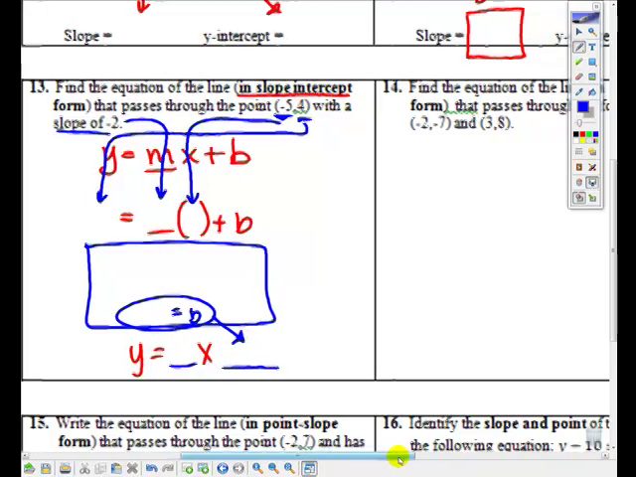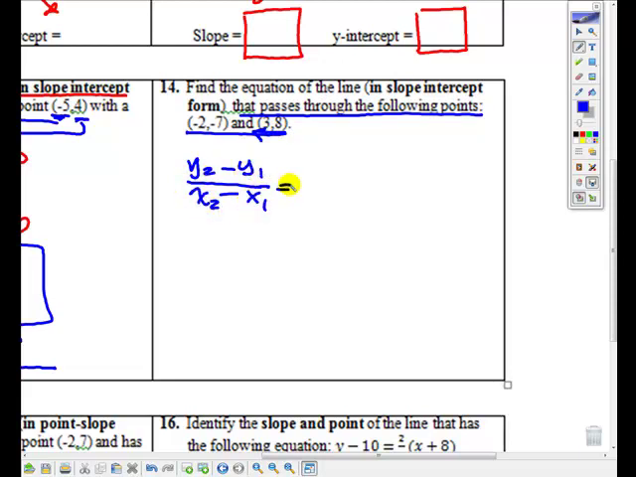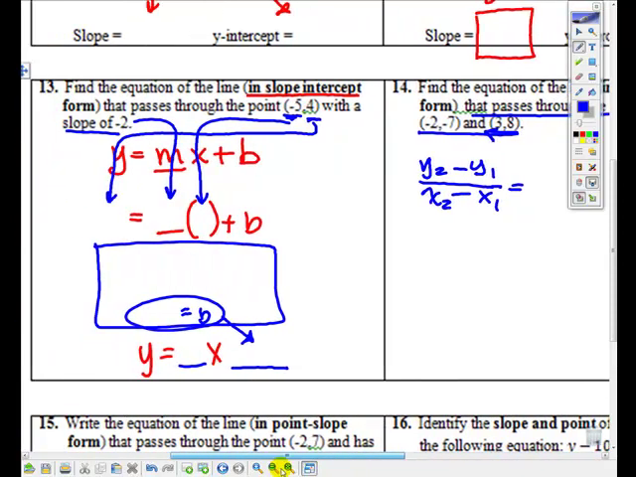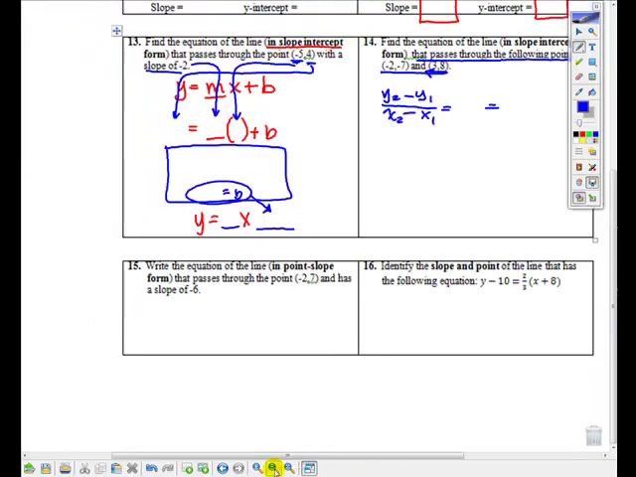If we look at what we need to do over here on 14, it's the same process as 13. The difference being we are not given the slope, we just know that the line passes through the following points. So here again we need to take our points, stack them and subtract them, or do y2 minus y1 over x2 minus x1. We need to get our slope, put it in its simplest form, and then we're ready to put it into the equation like we did on 13.